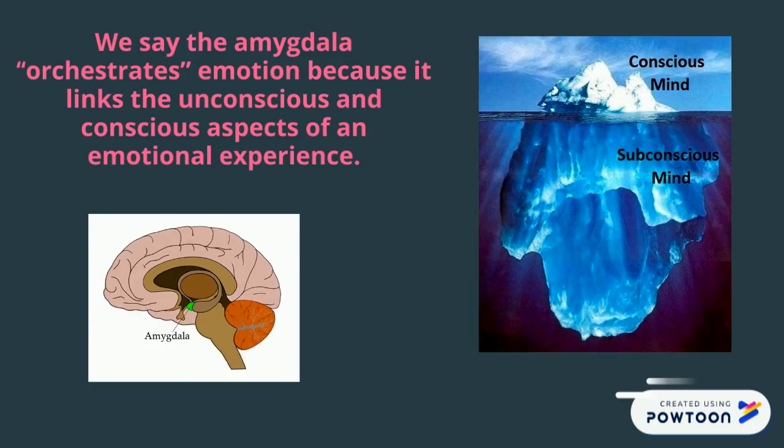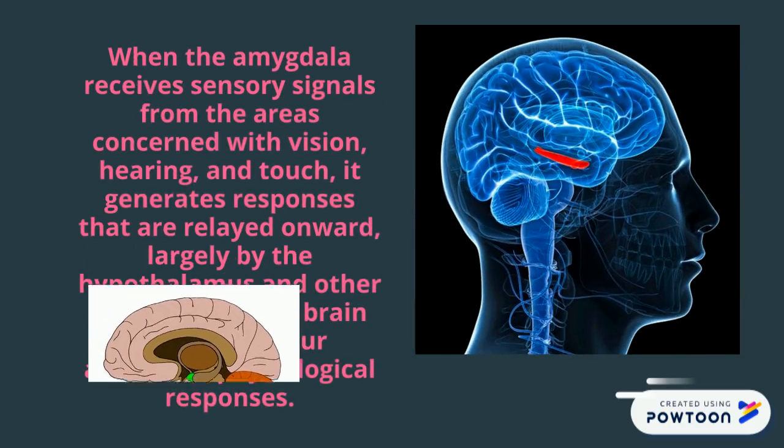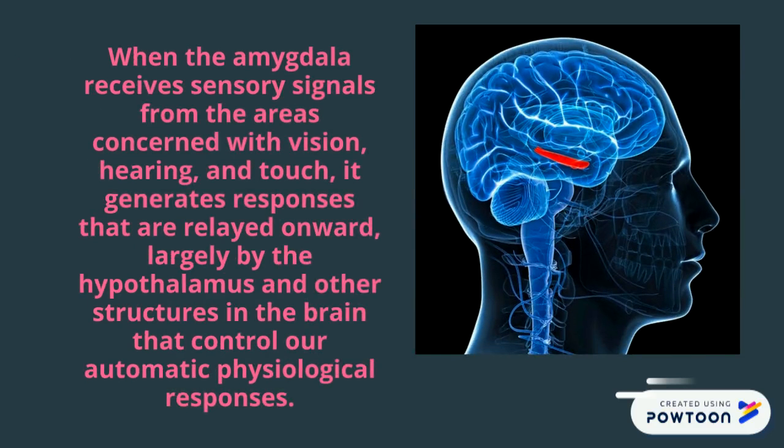We say amygdala orchestrates emotion because it links the unconscious and conscious aspects of an emotional experience. When the amygdala receives sensory signals from the areas concerned with vision, hearing, and touch, it generates responses that are relayed onward, largely by the hypothalamus and other structures in the brain that control our automatic physiological responses.